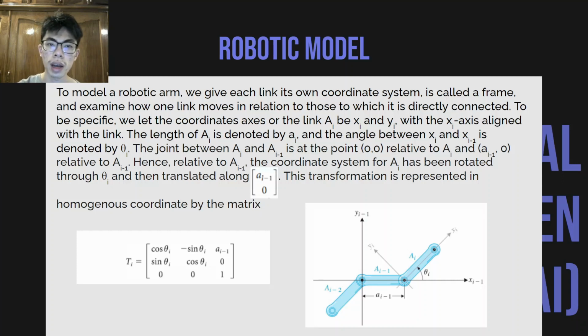The joint between A_i and A_{i-1} is the point (0, 0) relative to A_i, and has coordinates (a_{i-1}, 0) relative to A_{i-1}. Hence, relative to A_{i-1}, the coordinate system of A_i has been rotated through alpha_i and then translated along the vector (a_{i-1}, 0). This transformation is represented in homogeneous coordinates by the matrix.